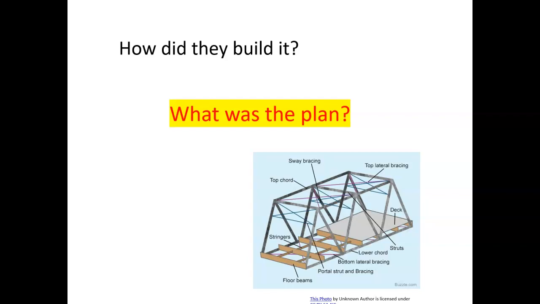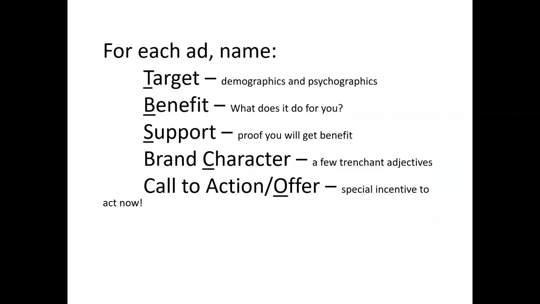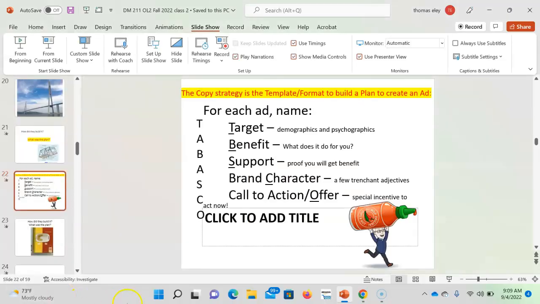What are they doing? Who are they talking to? What are they saying about their product? What's their brand character? Important to keep track of what your competitors are doing in business. And the way I was taught to reverse engineer the ad was to use Procter & Gamble's copy strategy template. I'm going to do something here because it's important.